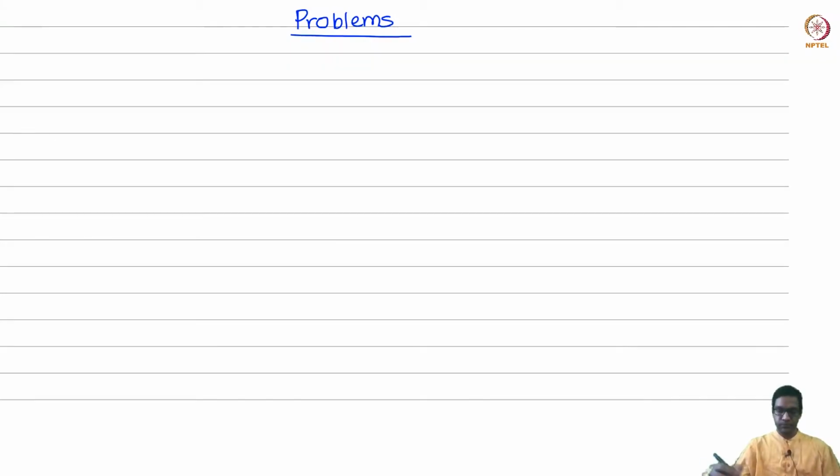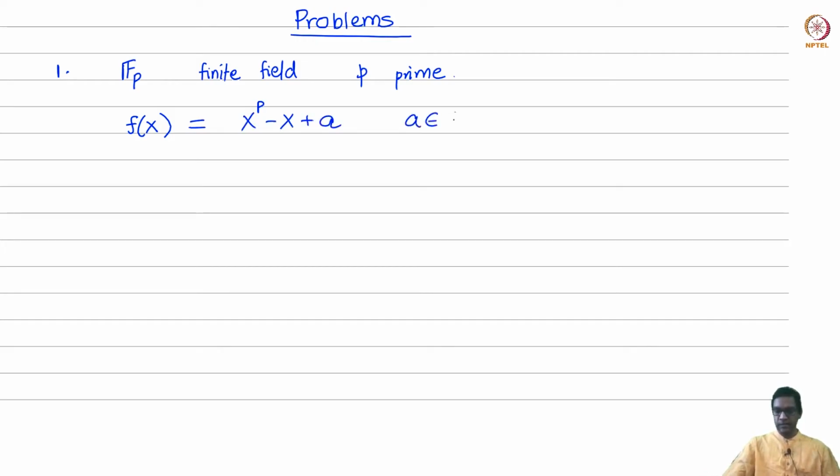Let's do a problem. So here's the statement. Let's take the field Fp. This is the finite field with p being a prime. Consider the following polynomial. Let's take f of x to be the polynomial x to the p minus x plus a constant a, where a is an element of Fp, but we assume a is not 0.